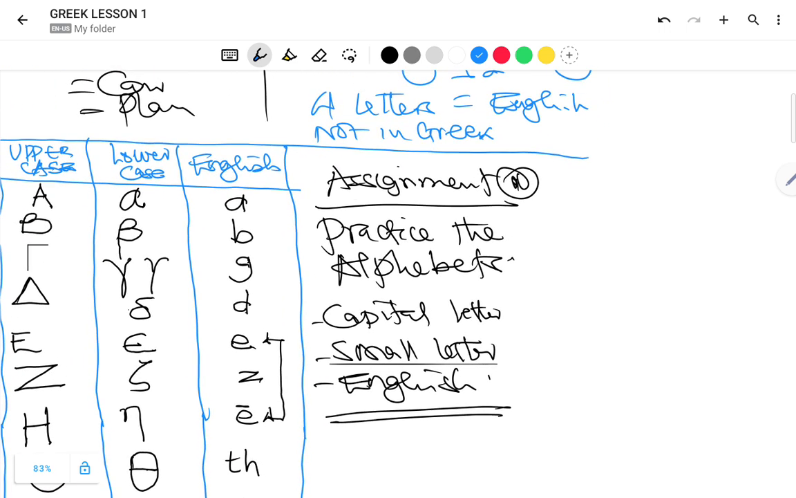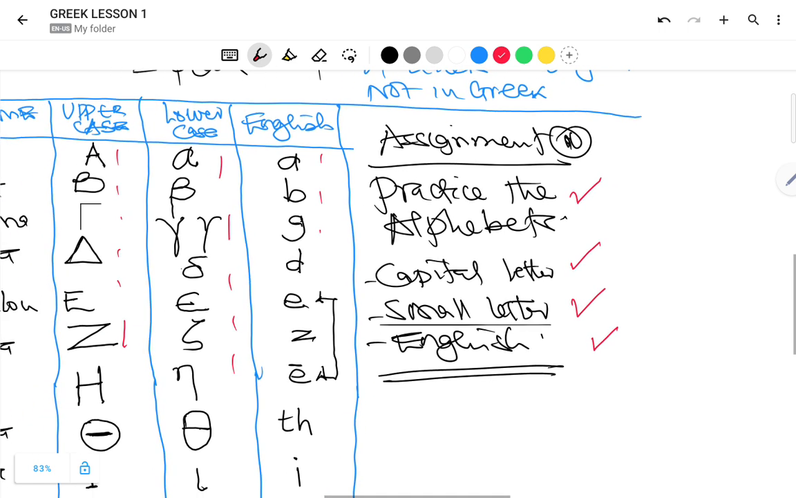The assignment first was you were to practice the alphabet. I hope you did take time to practice your alphabet. The second one, as you were practicing that, you were writing the capital letters, how it's written, which is this one. You notice here, these ones. And that you also practice the small letters, which are these ones you notice here, and that you recognize that you can identify the English equivalent, which are here.